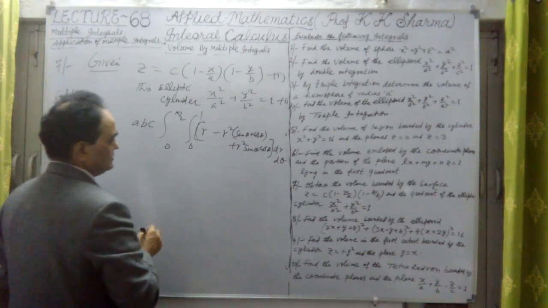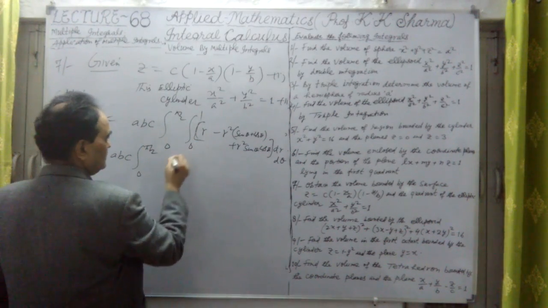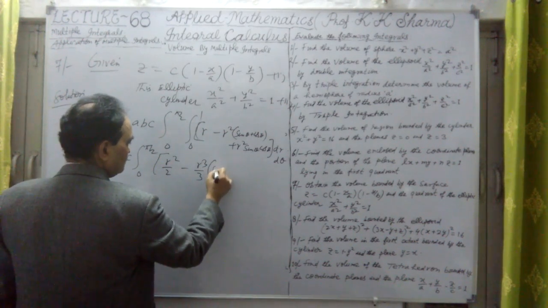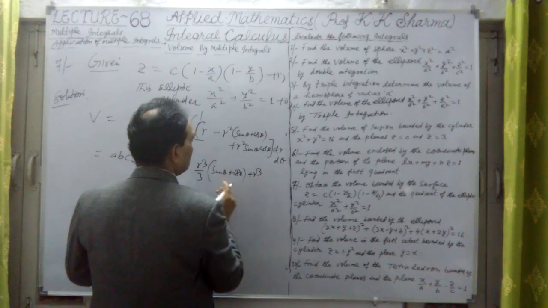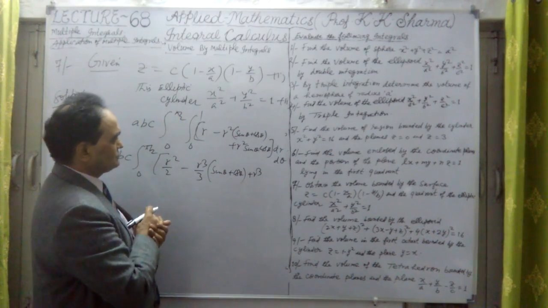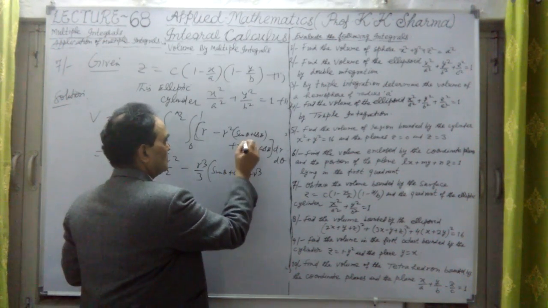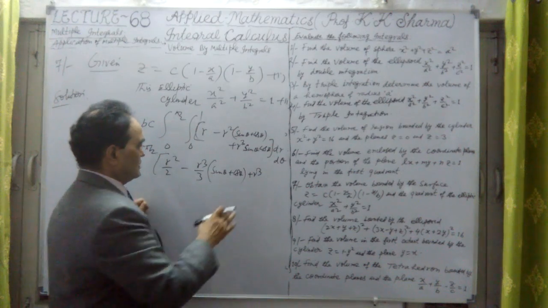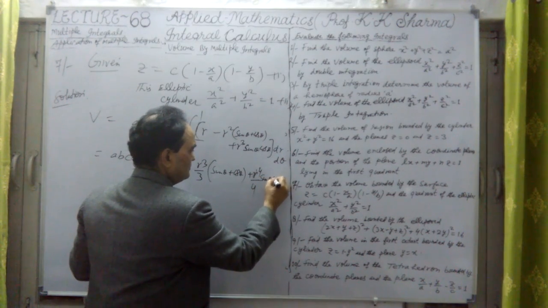This is abc, theta 0 to pi by 2. Integration of this will be r squared upon 2, minus r cubed upon 3 into sin theta plus cos theta in brackets. Something is mistaken here: r squared was already there, so it was r cubed here. For r into r squared, which is r cubed, the integral is r to the 4 upon 4 into sin theta cos theta.